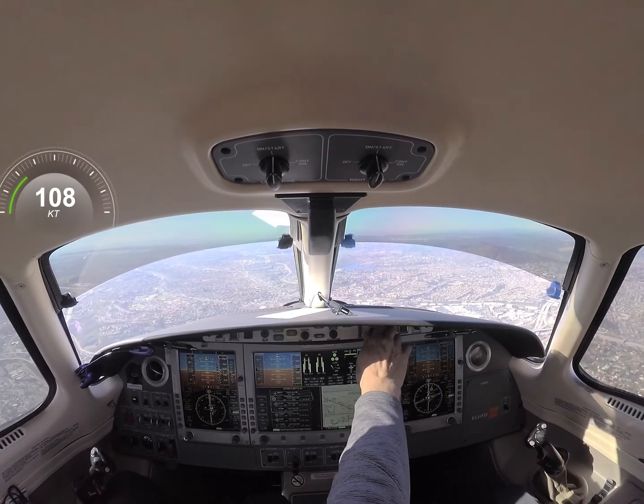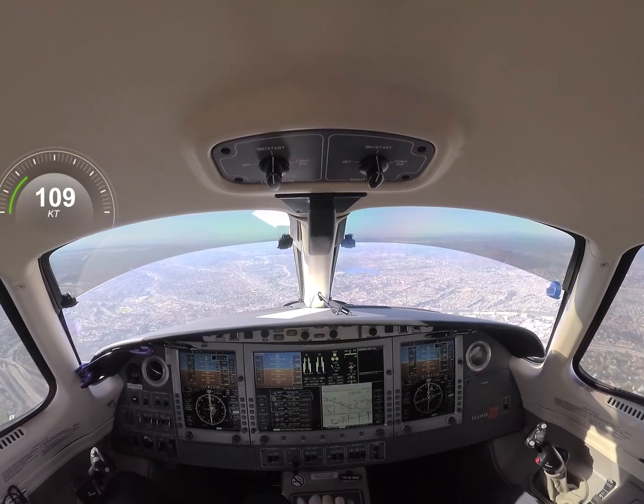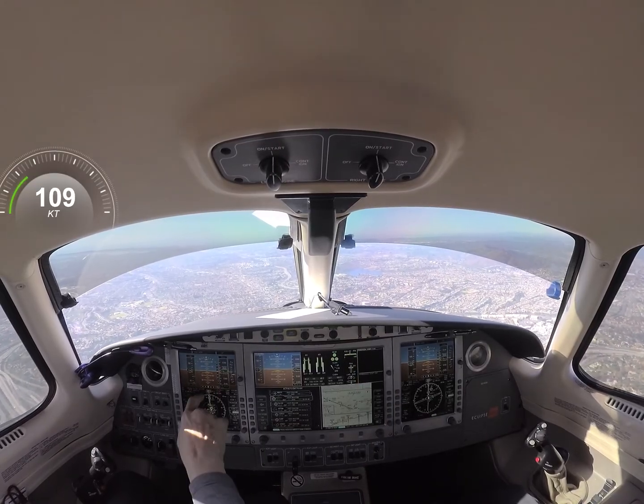Following the Cessna. We're going to put the missed altitude in actually, which is 73 Tango Bravo. We captured the glide path.